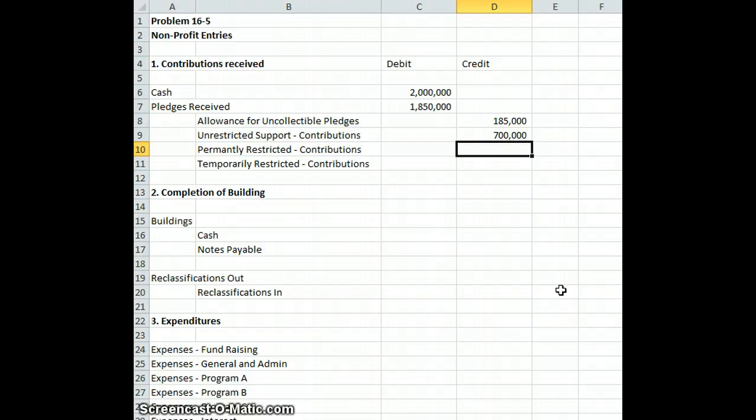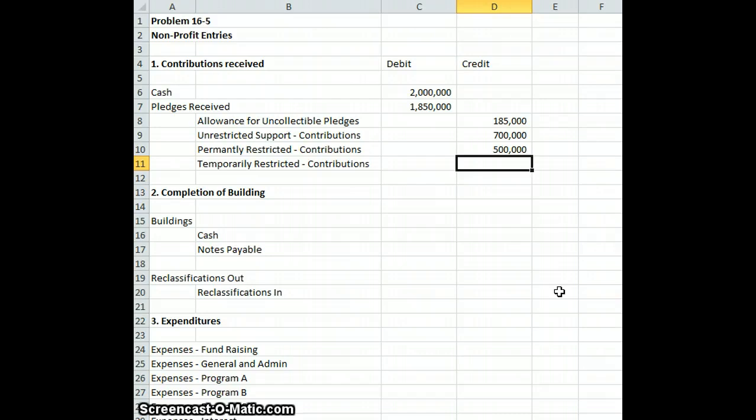Our next category is the permanently restricted, which is going to consist of that endowment. We have a $500,000 endowment, which can only be used for assisting the handicapped. Generally, when most people set up an endowment, they're using the interest and the earnings on it instead of spending the principal. Finally, we have our temporarily restricted contributions.